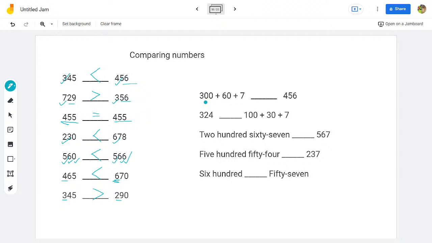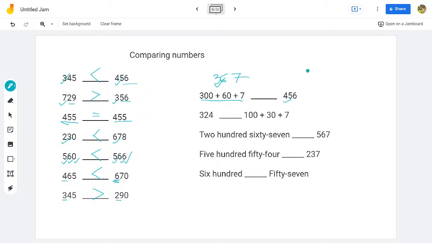इसमें direct numbers नहीं दिए होंगे, but we still have to compare them. So let's begin with the first one. 300 plus 60 plus 7. If we write that in a proper number form, we would write that as 367. Here we have 367 while the other side is 456. So 3 is less than 4.